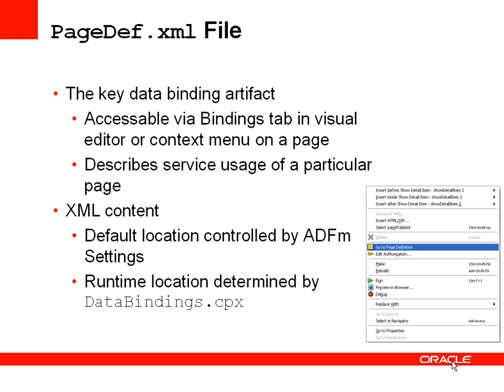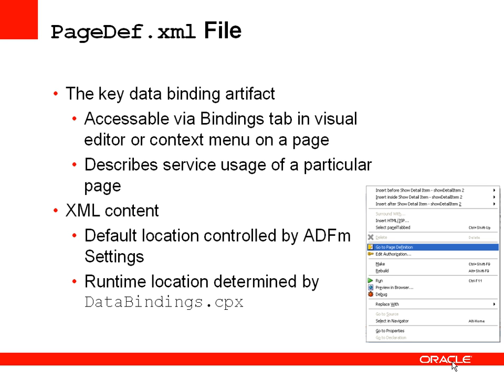So where is information about these bindings stored? Well, for each page that you create that's a data-bound page, you'll automatically get what's called a page def file. So the same name as the page, pagedef.xml, will be created, and this holds XML information, which is basically just the details of the bindings used by that page.